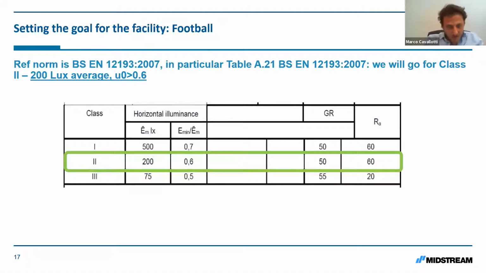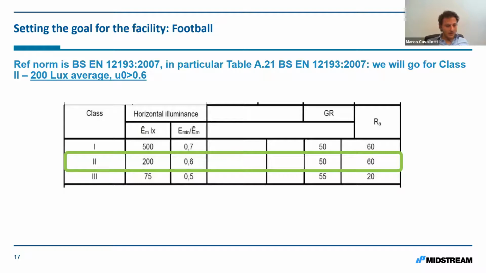In particular for football field, we have highlighted in this slide the table A21, which prescribes different lighting levels according to the class. The classes 1, 2, 3 are related to the level of the team, to the level of the pitch, and are required by the customer. For our purpose today, we will follow class 2. The prescription is 200 lux average with a minimum uniformity of 0.6.